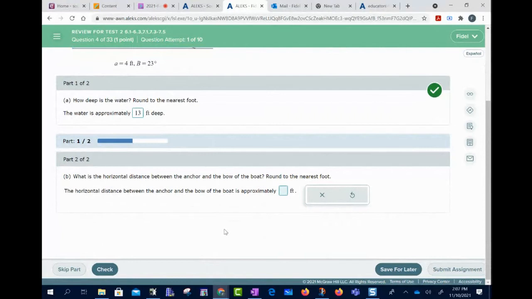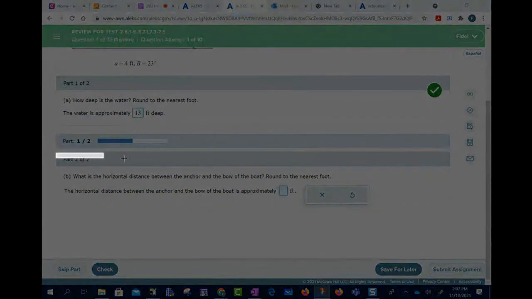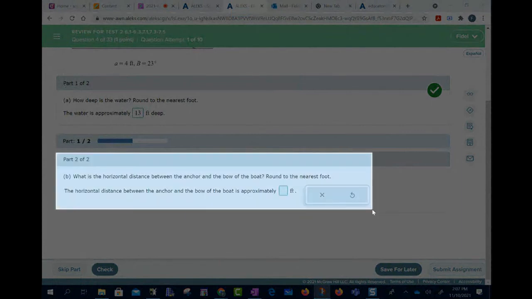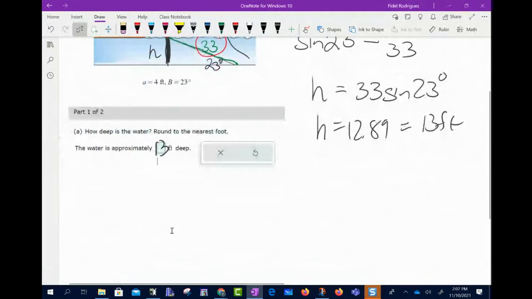Okay, so now the second part says, what is the horizontal distance between the anchor and the bow of the boat? Okay, so let's do this part here. Again, let me do a little copy and paste. And before I go on, are we good on how we did part A? Am I good on part A? Okay, just checking.